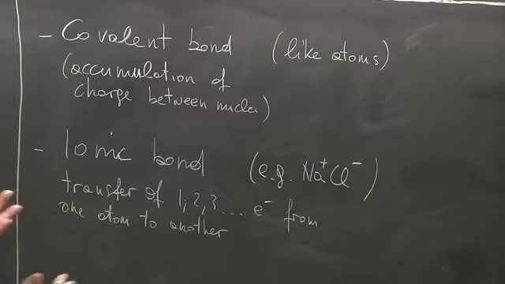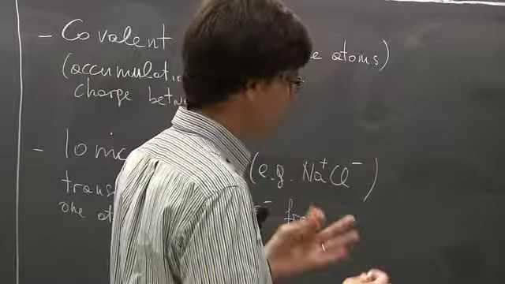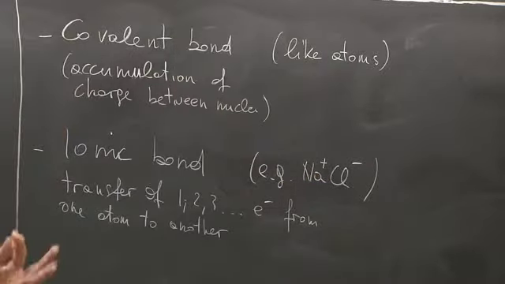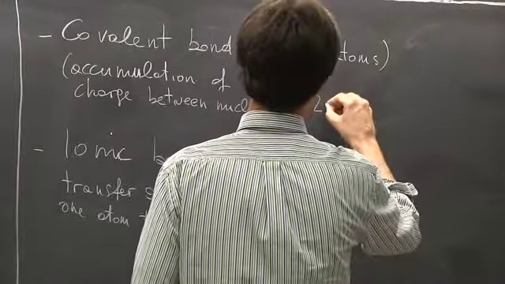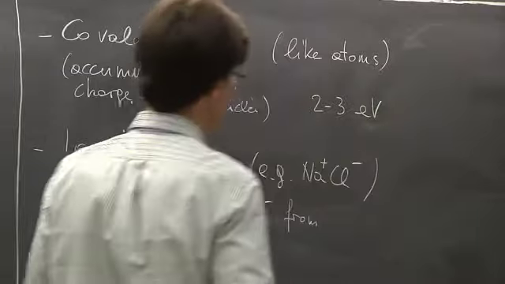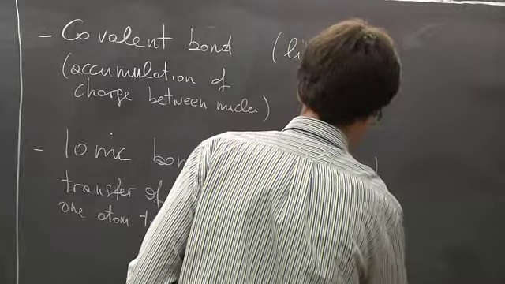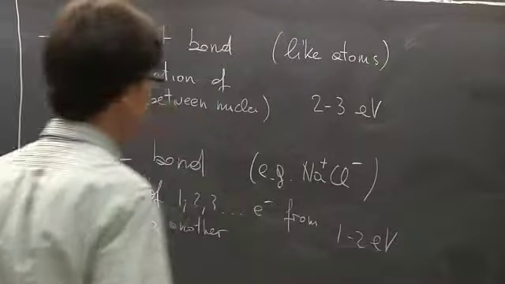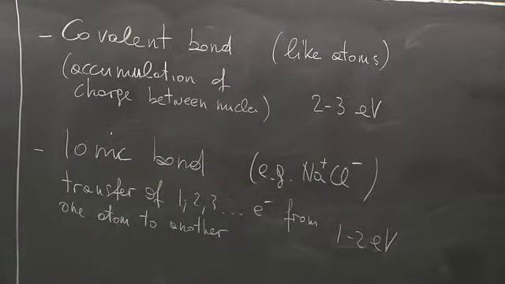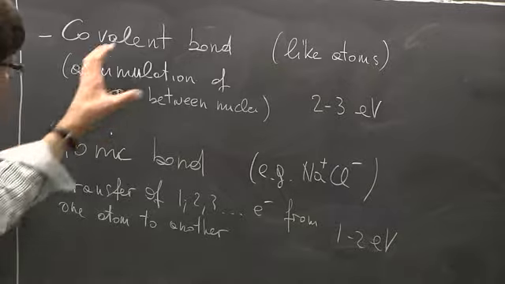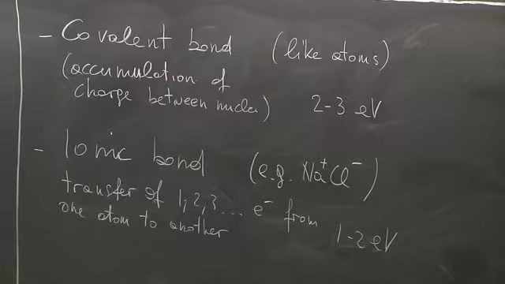By the way, in terms of the value of the energy gain by forming these bonds, we're typically talking about 2, 3 electron volts, and something also similar here, 2, 3 electron volts, probably a bit less here, 1, 2 electron volts in the case of the ionic bond, per pair of atoms. So these are the two extreme cases where either the charge is accumulated between the two atoms or where the charge is transferred from one atom to the other one in the case of ionic bonds.